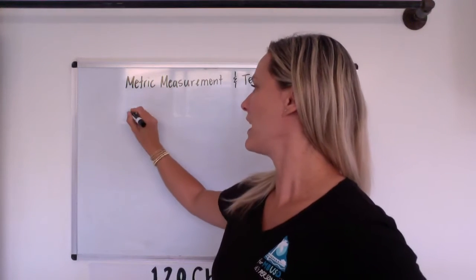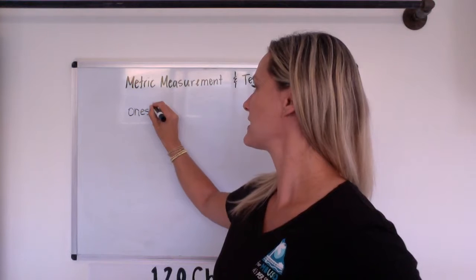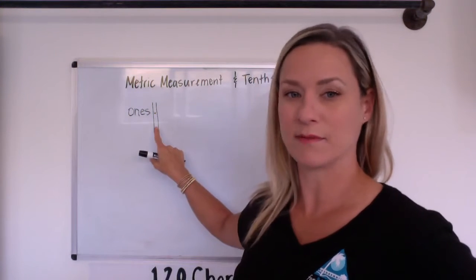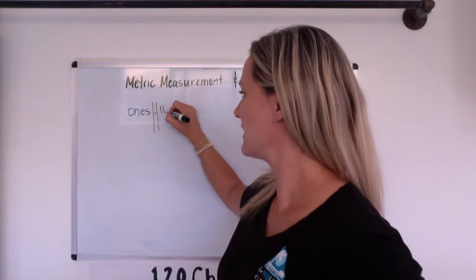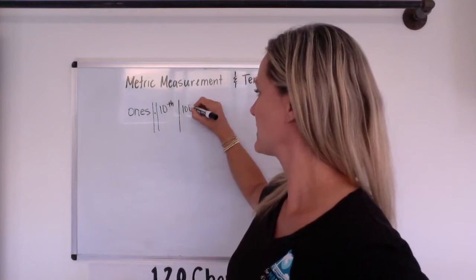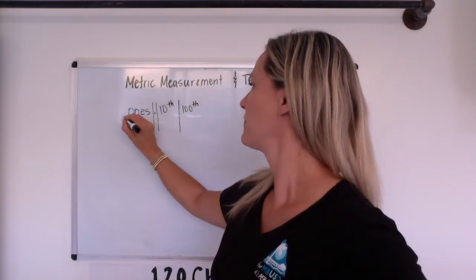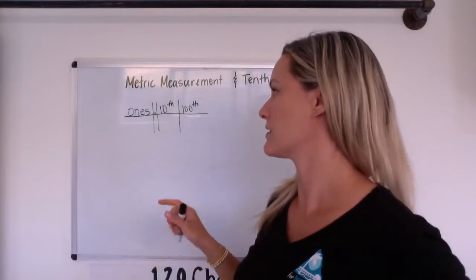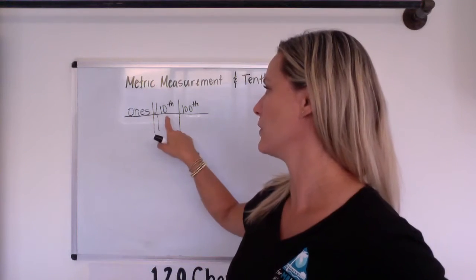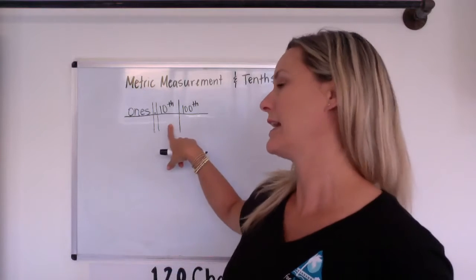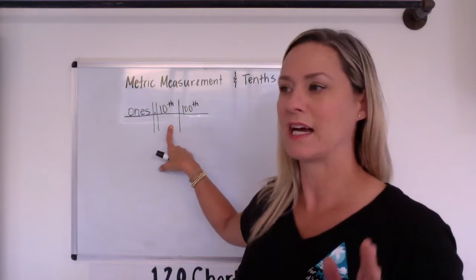If we were to have the ones place here, the next thing we'd have would be a decimal, and then we'd have the tenths place and the hundredths place. Now, sometimes it gets confusing because we've got the ones place and a decimal, and then 10 sounds like it's greater than 1, but it actually isn't. It's worth 10 times less.